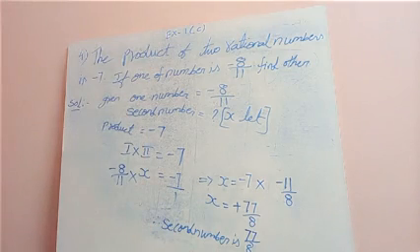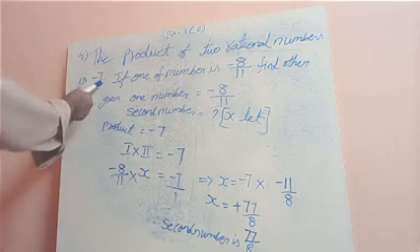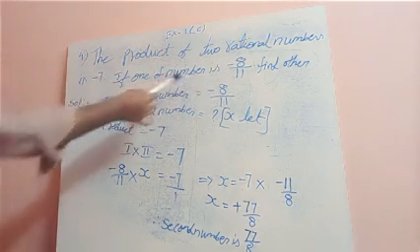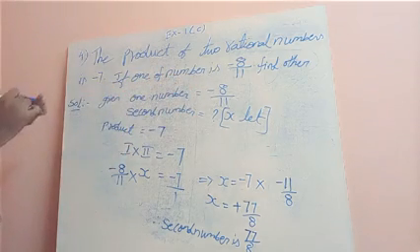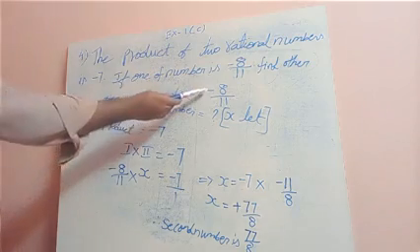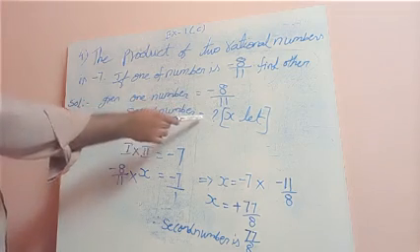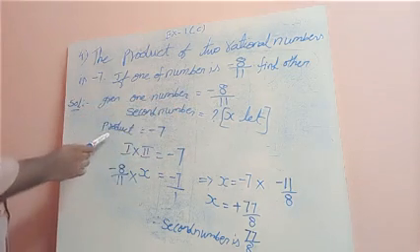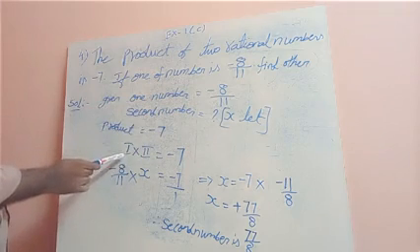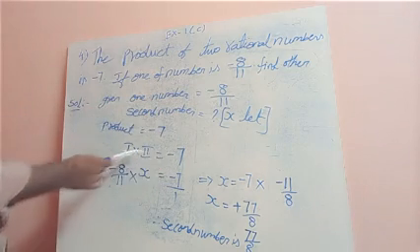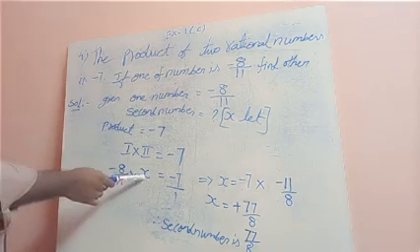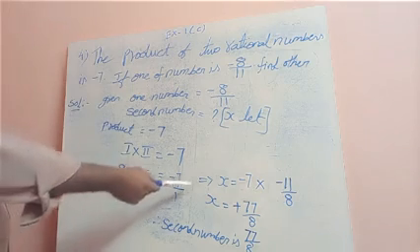The product of two numbers is given for us, and that is minus 7. If one of the numbers is minus 8 by 11, find the other. One number is given for us, that is minus 8 by 11. The second number is a question mark, we don't know that number, let it be x. The product of two numbers is minus 7. First number is minus 8 by 11, second number is x. We want x.